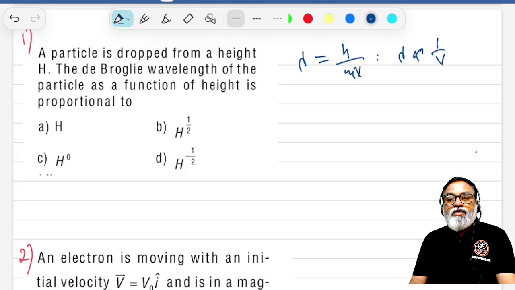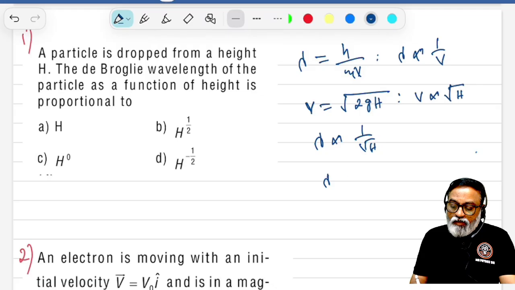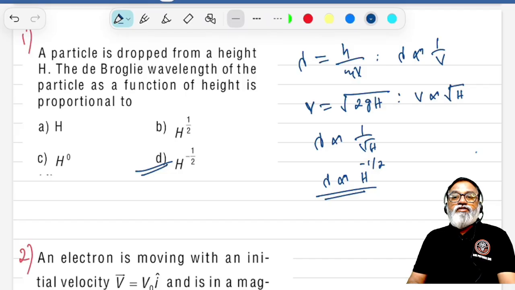When a particle is falling freely from a height h, its velocity after falling through a height h is v equal to square root of 2gh. Therefore, here v is proportional to root h. Therefore, lambda is proportional to 1 by root h. Therefore, lambda is proportional to h to the power of minus 1 by 2. Therefore, answer D is correct.